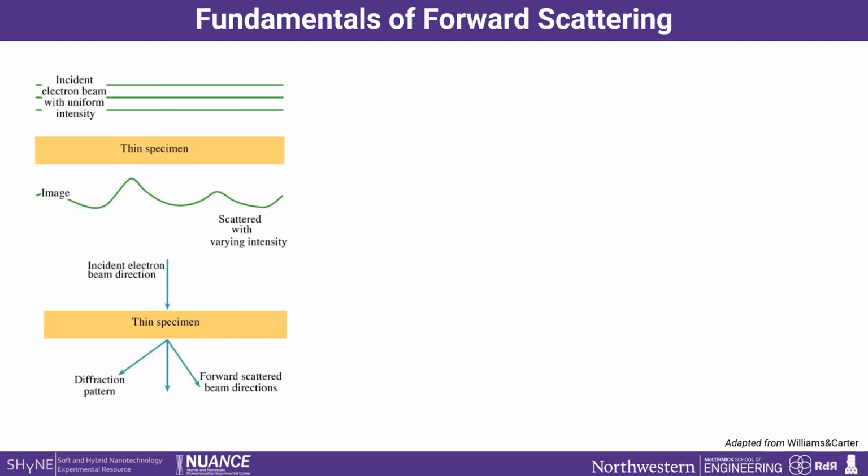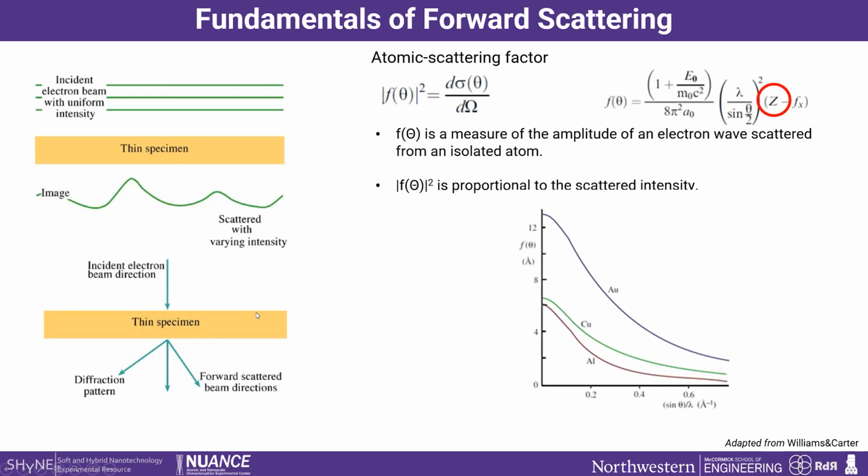regardless of whether it's amorphous or crystalline, is the atomic scattering factor here. So the F, which is the atomic scattering factor, is a measure of the amplitude of electron waves scattered from one isolated atom, right? So this is independent of whether you have a collection of atoms or not. If you have one atom in a vacuum and you shoot an electron at it, that's basically the equation that dominates. And one thing that I want to point out here is the dependency on the Z, right?